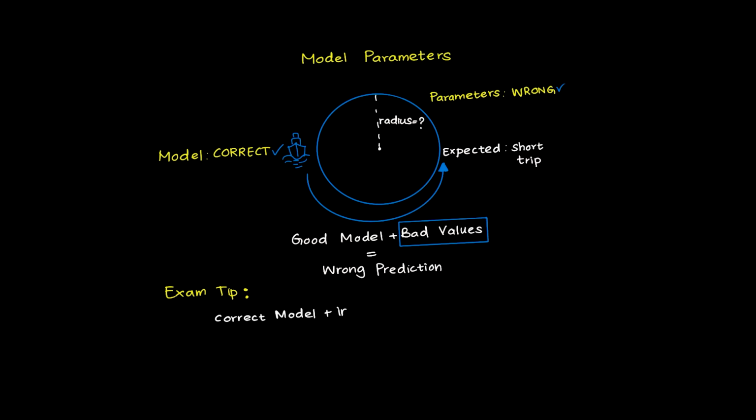Here's a WGU C165 OA exam tip for you. When a question mentions correct models with wrong results, look for parameter accuracy issues. The phrase "used incorrect values" is your signal. Quick recall hook. Right model, wrong numbers. Bad parameters break good models.